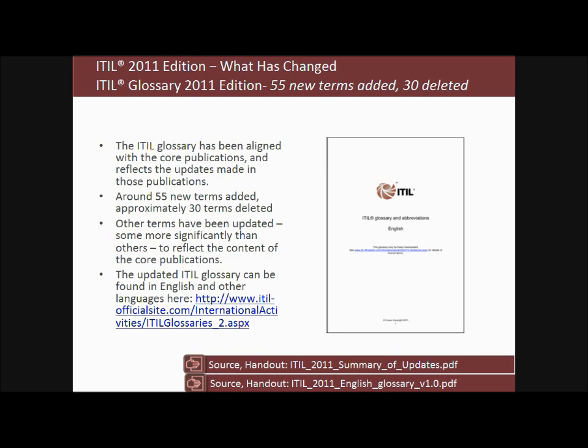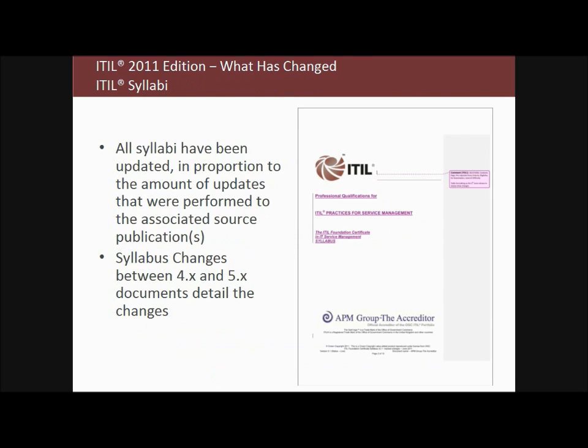Okay, 2011 edition, what's changed? There are 55 new terms added to the glossary. Part of that reflects the fact that there were terms used in the book that weren't in the glossary. It's not like they've invented 55 new terms. It's, hey, you're using this over and over, internal versus external service. Where is it in the glossary? 30 terms have been deleted. Some of that is where 2 things like product manager and service owner were used interchangeably. They rationalized that down, therefore the term gets deleted.